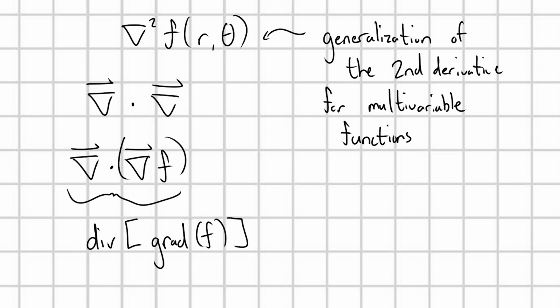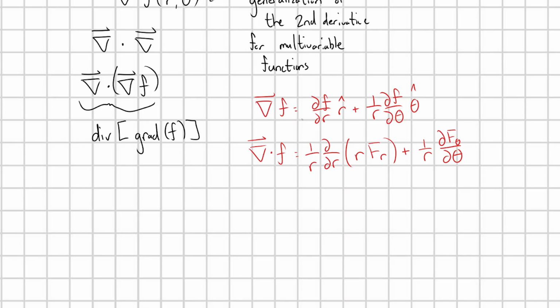Now, why is this a very useful generalization of the second derivative for multivariable functions? That's something we're going to have to see as we do more physics, okay? But we're going to go ahead and use this definition here to come up with what the Laplacian operator looks like in polar coordinates, because we already know the gradient in polar coordinates and we already know the divergence. Alright, and since we derived these in earlier videos, now this is going to be super easy to come up with a Laplacian, right?